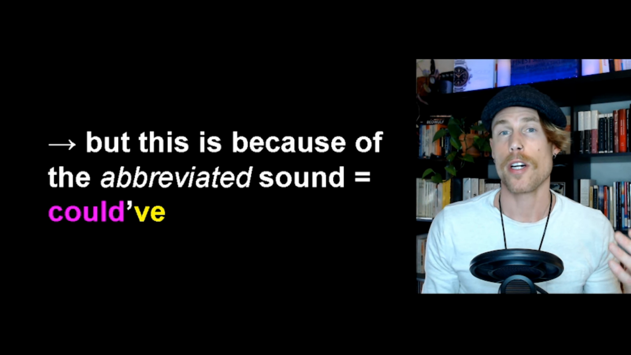Could have, could have, abbreviated, could've. It sounds like could of, right? Yeah. So, for example, where did you lose your wallet? I could have left it on the bus. This is a past possibility. I could have left it on the bus. Abbreviated, I could've left it on the bus. It's the same, but it sounds like could of. But remember, could of does not exist.